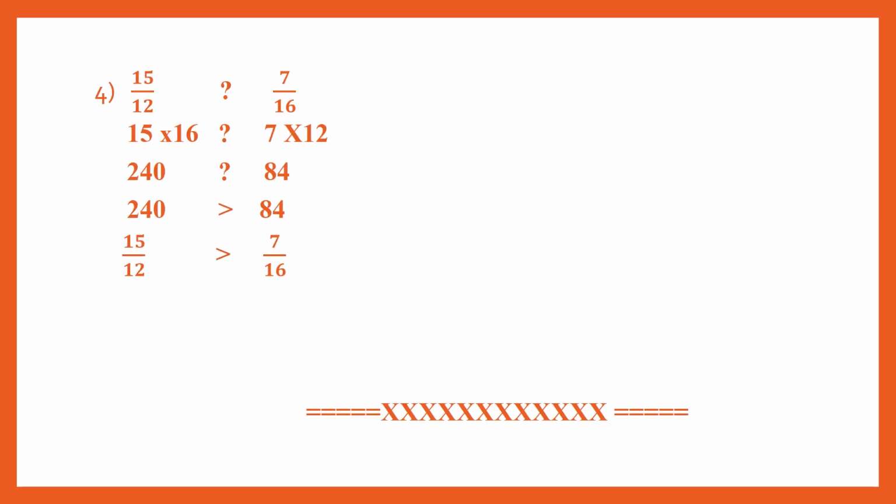The fourth sum, 15 upon 12 has to be compared to 7 upon 16. Cross multiplying, 15 into 16 has to be compared to 7 into 12. 15 into 16 is 240. 7 into 12 is 84. 240 has to be compared to 84. 240 would be greater than 84, and therefore we replace the question. 15 upon 12 is greater than 7 upon 16.